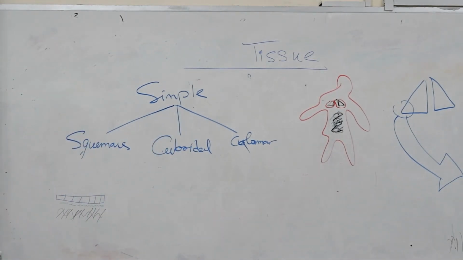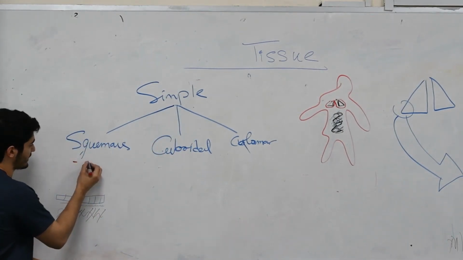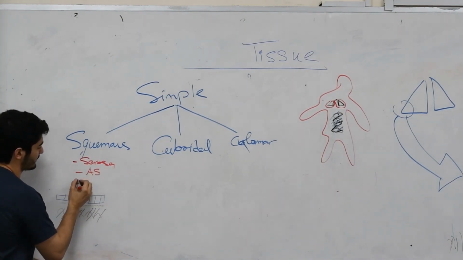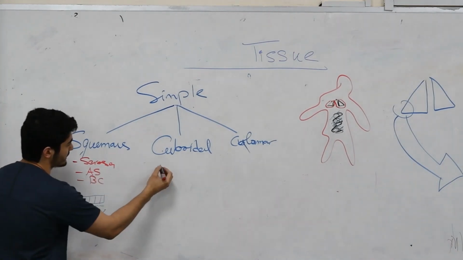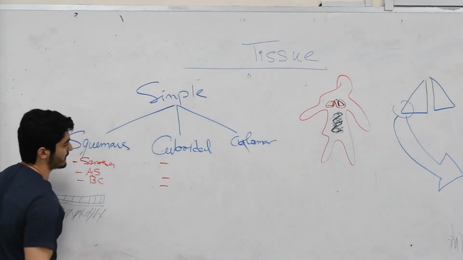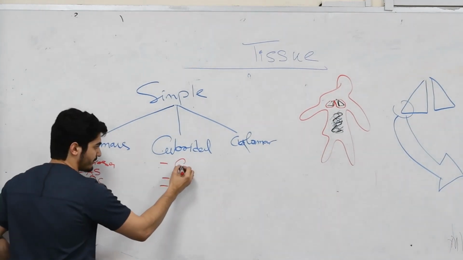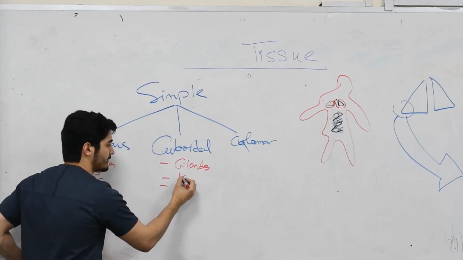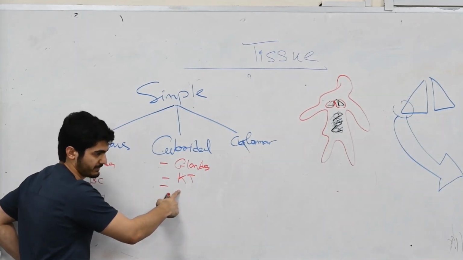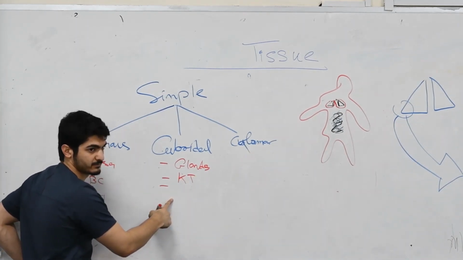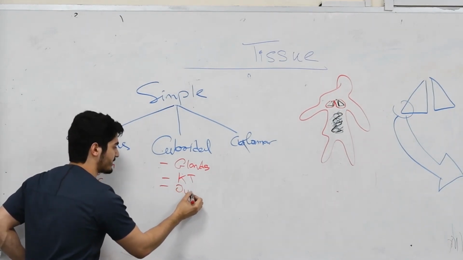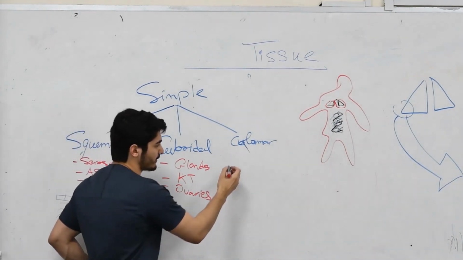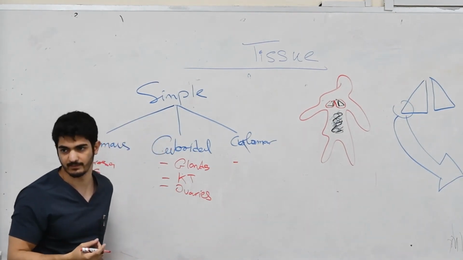The squamous, three places. Serosa, alveolar sacs, blood capillaries. The cuboidal also memorize three places. Glands. What else? Kidney tubules. You know what kidney tubules is? Third one, wall of ovaries, or covers the ovaries. Okay, so memorize. In columnar, you have to memorize goblet cells.